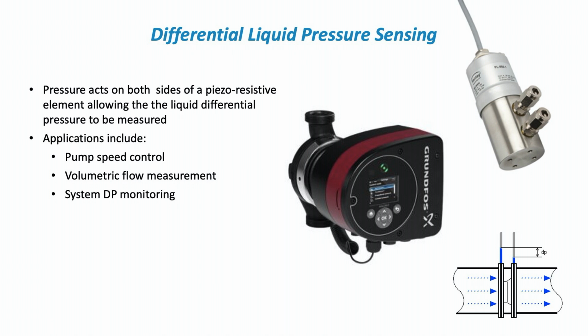And we can also use differential pressure sensors. If you look down in the bottom right-hand corner, there's a thing that's called an orifice plate. By creating a restriction in the pipework, we can use a differential pressure sensor to measure volumetric flow.